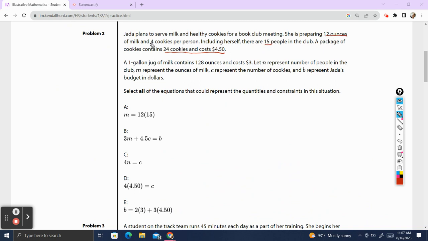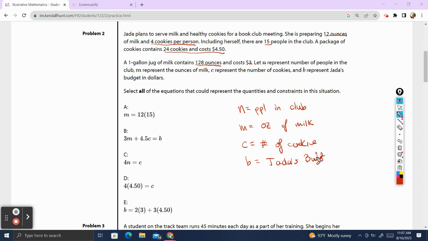So she's preparing 12 ounces of milk and 4 cookies per person. A 1-gallon jug of milk contains 128 ounces and costs $3. Let N represent the number of people in the club. So I like to write this down, all of my variables. M represents ounces of milk, C represents the number of cookies, and then B represents Jada's budget. Definitely spelled that wrong.